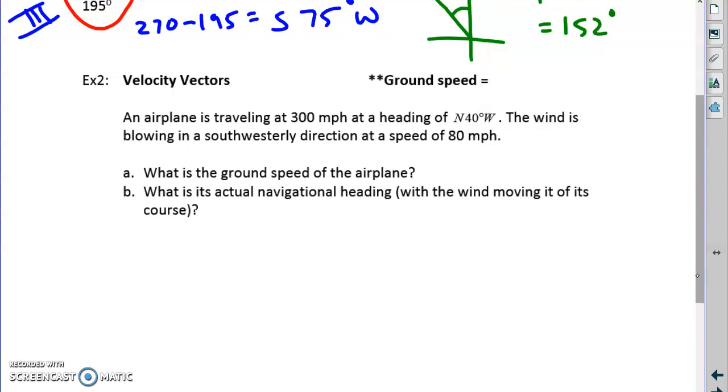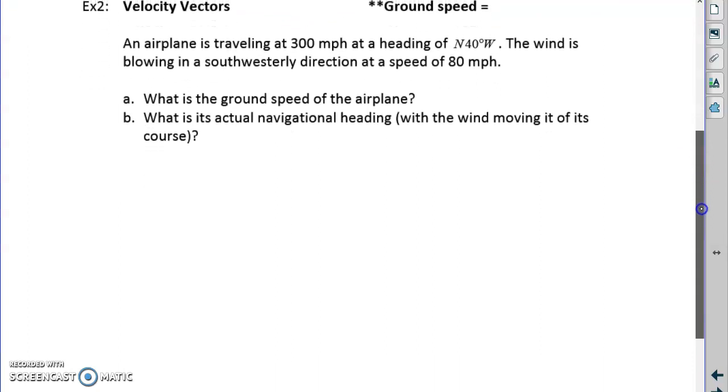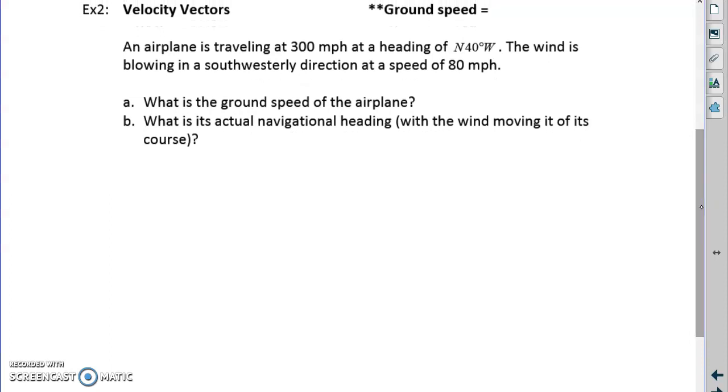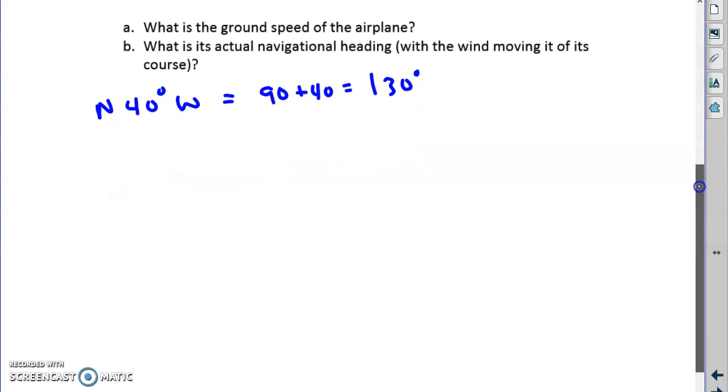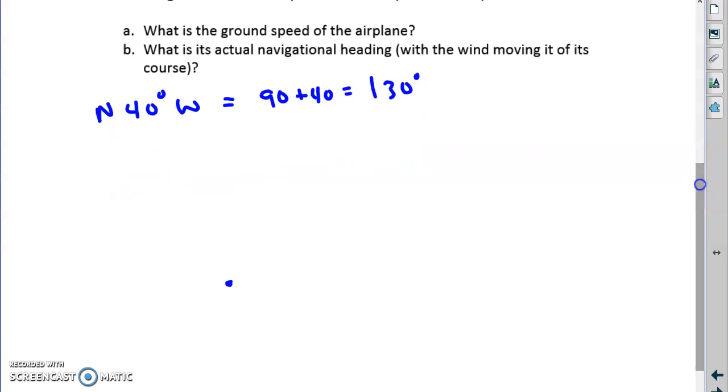Since we're looking for speed in question A, that means our velocities are going to be our magnitudes. So I'm first going to draw my blue vector with a magnitude of 300 and a heading of north 40 west. I'm going to convert that north 40 west from navigation to an angle we can use between 0 and 360. It's 40 beyond north, 90 plus 40. A north 40 west is a 130 degree angle. So I'm now going to draw that blue vector starting down here, nice and long, 300 in magnitude, and that angle I'll draw it the first time is 40 to the west of due north.